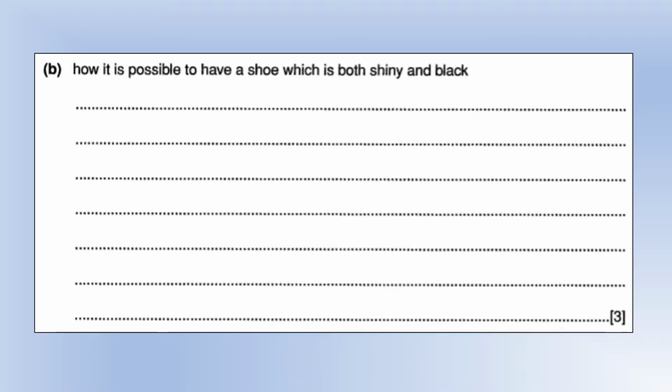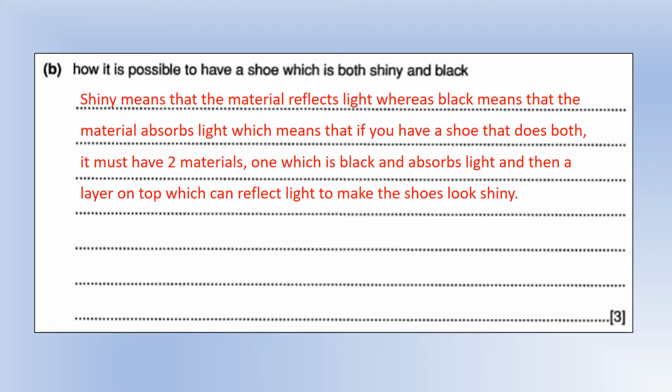Okay. So how is it possible to have a shoe which is both shiny and black? If you think about it, those two processes are essentially polar opposites of each other. Shiny means you reflect light, whereas black means you absorb all of light. So they appear to be polar opposites. So the shoe must be made of two materials, one which is black and absorbs light, and then there's a layer on top which can reflect some of the light, which makes it look shiny.